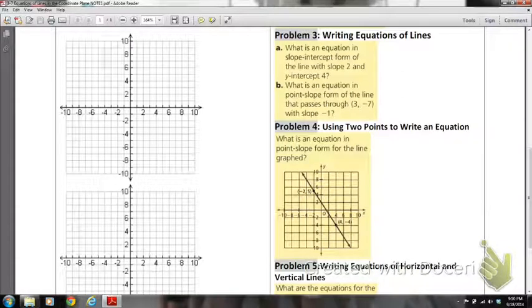In problem 3, we're writing equations of lines. Problem A asks, what is the equation in slope-intercept form of the line with a slope of 2 and a y-intercept of 4? So let's use our slope-intercept form of a line, y equals mx plus b. And we're going to just substitute in the slope of 2 for the m.